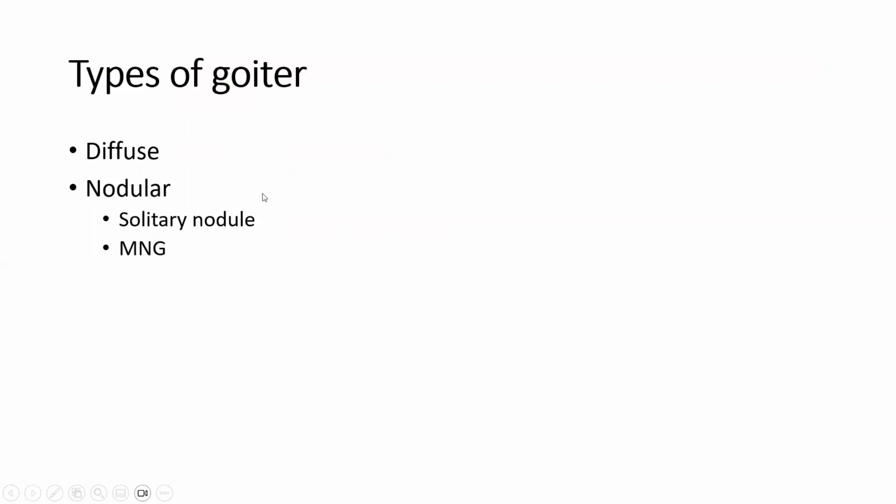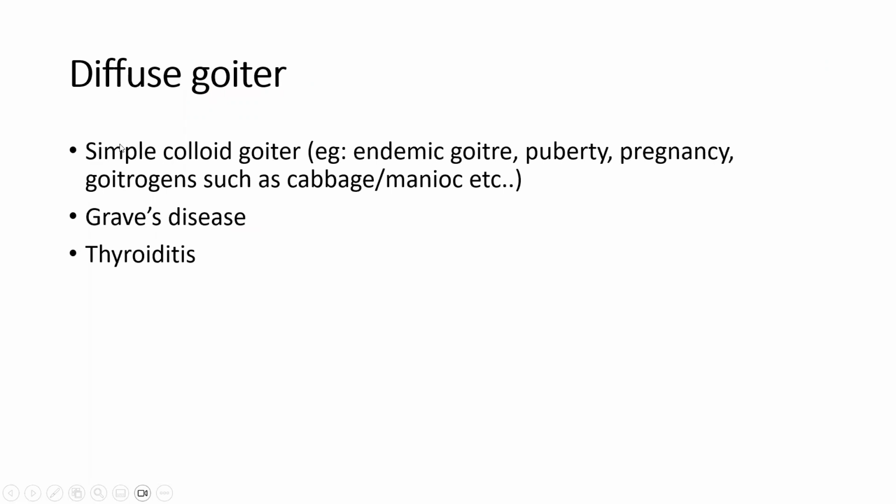So types of goiter can be diffuse or nodular. If it is nodular, you can further classify it as a solitary nodule and multinodular goiter. Okay, so you need to know what gives rise to diffuse goiter and what gives rise to nodular goiter. Diffuse goiters are your simple colloid goiters, like endemic goiter. Now endemic goiter is mainly due to iodine deficiency, but that's rare now because the salt is iodized. Okay, island-wide the salt is iodized, so iodine deficiency and endemic goiters are quite rare.